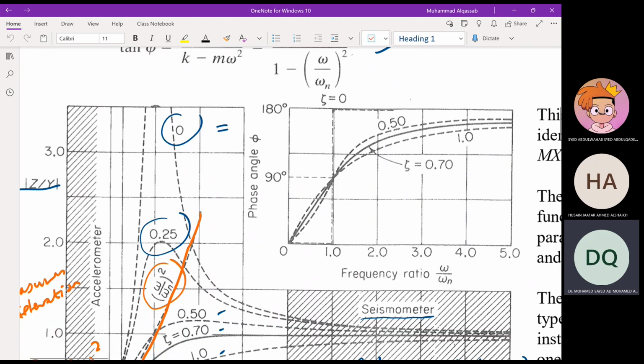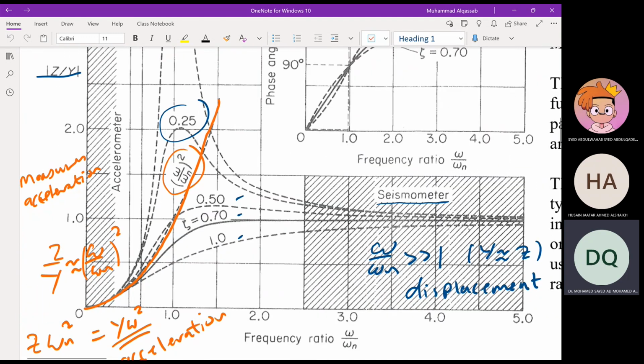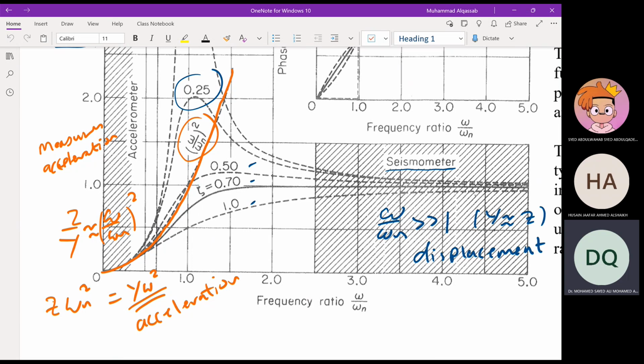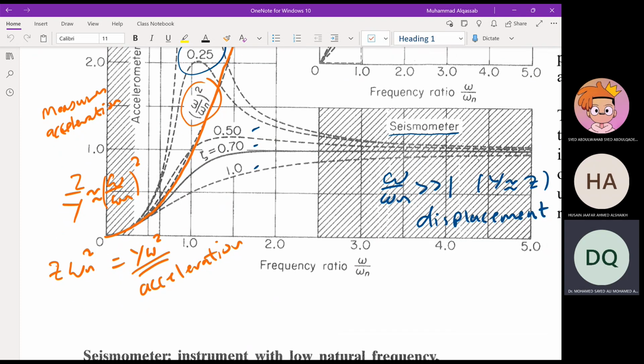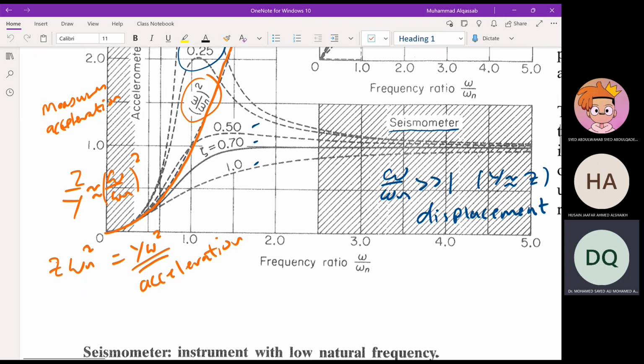And then the plot shows that there are two useful ranges of this seismic unit. It can be used at omega over omega n very much greater than 1, and here you can see all curves are equal to unity, so that Z over Y is almost 1. So it can be used to measure displacement. The other useful area is near 0, where all curves behave like omega over omega n squared, and then you can use this to measure the acceleration. So at this range, it is called an accelerometer. At omega over omega n very much greater than 1, this is called a seismometer.